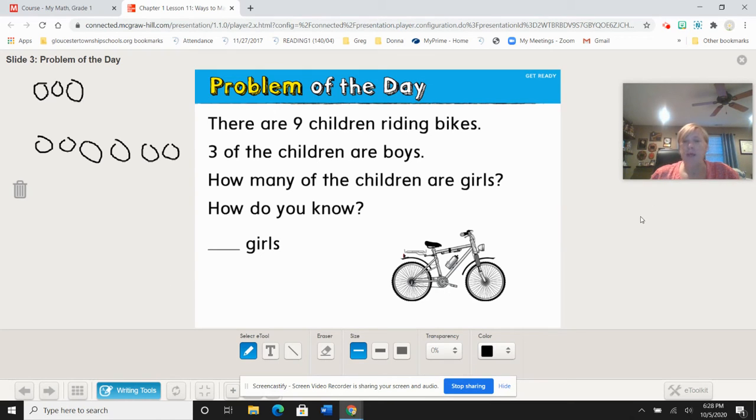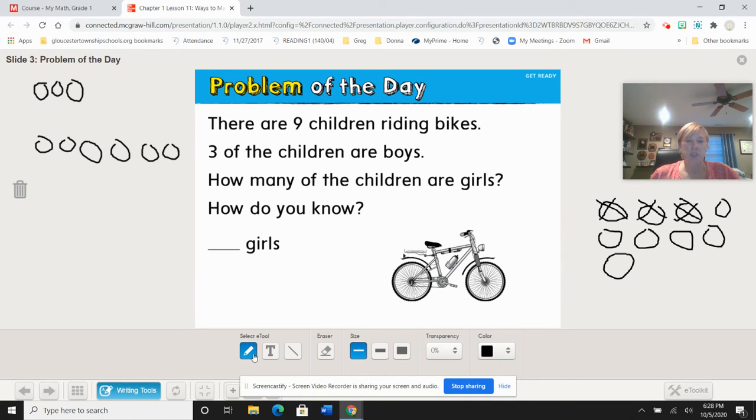The other way is you could have your 9 circles. 4, 5, 6, 7, 8, 9. And we already know 3 of the children are boys. So we can X out 3. And then count how many are left. 1, 2, 3, 4, 5, 6. So look at that. There were 2 different ways. We got the same answer.